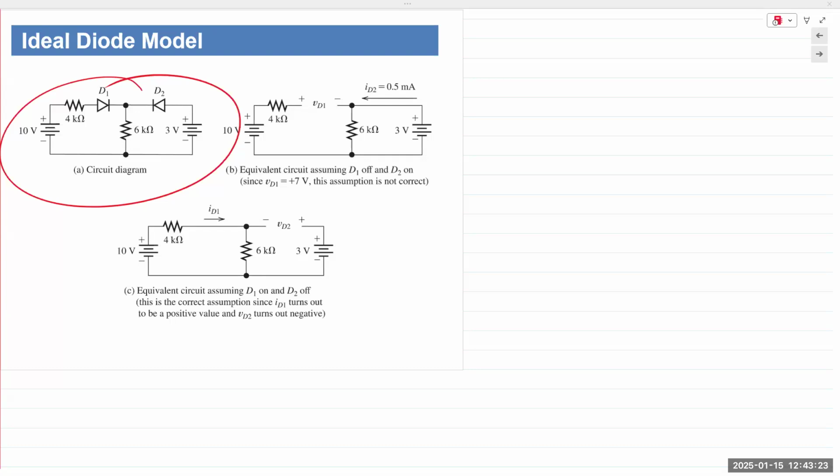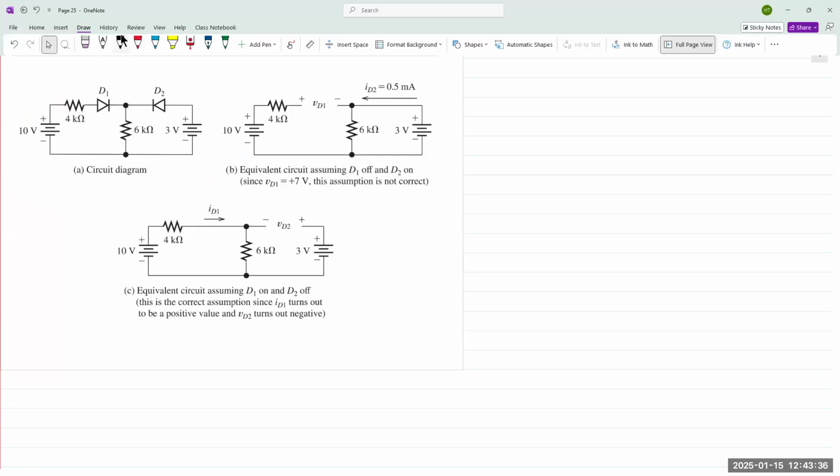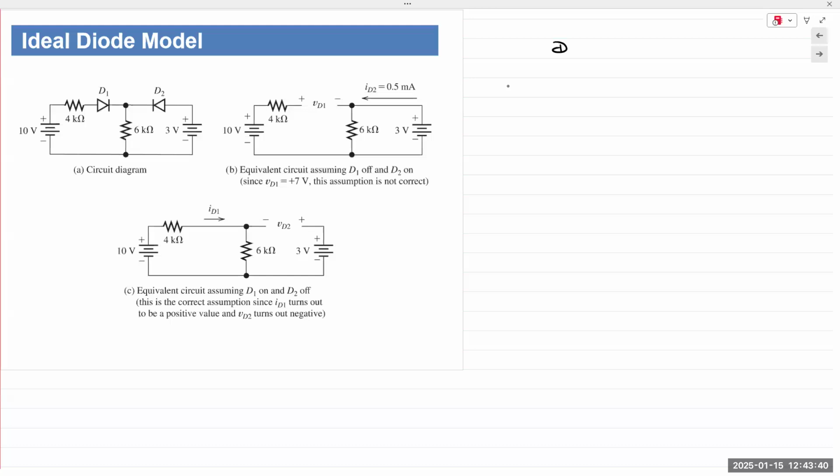All right, so example. We have two diodes, two power supplies, and two resistors. We have to make assumptions on which diodes are on and which are off. So now let's make a cross matrix. We have D1 and D2, two possible states for both diodes, right?